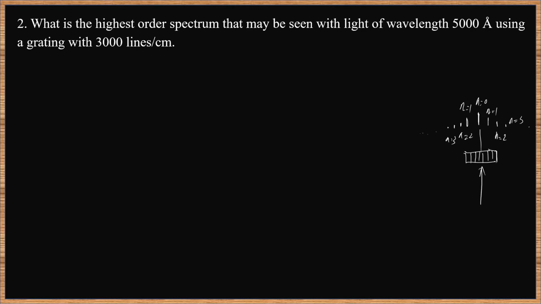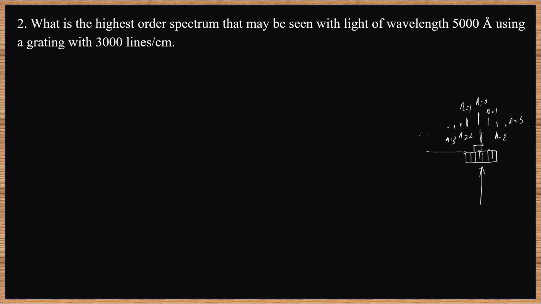The highest order spectrum means what will be the position. The position of that highest order is determined by the angle it makes with the normal, right? So this is a normal, so the maximum angle will be this angle, that should be 90 degree. The maximum angle of diffraction for the highest order spectrum is 90 degree.